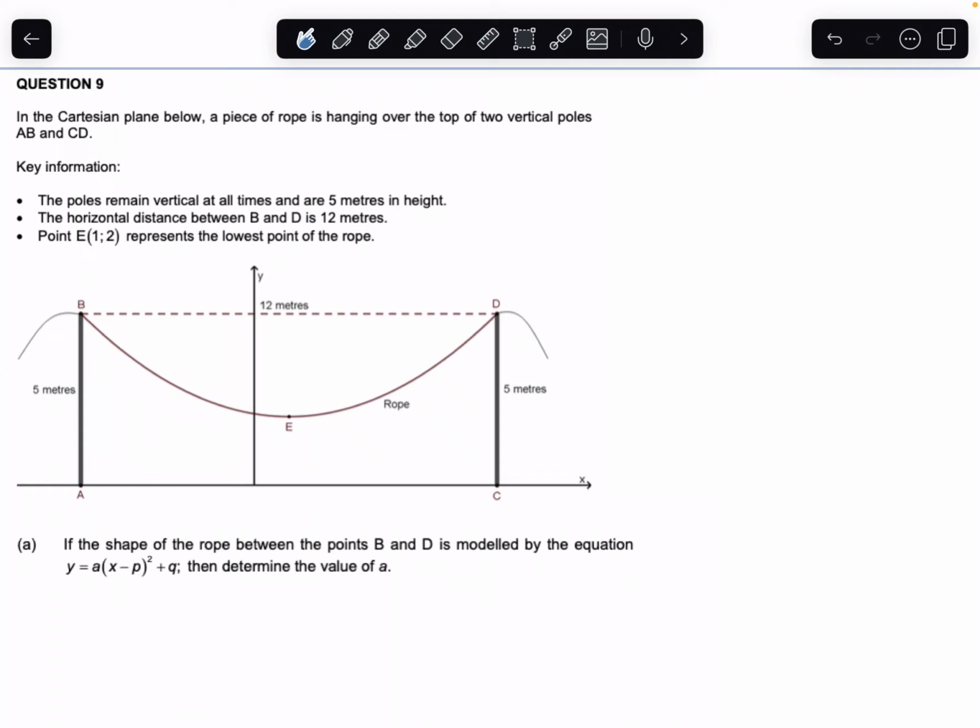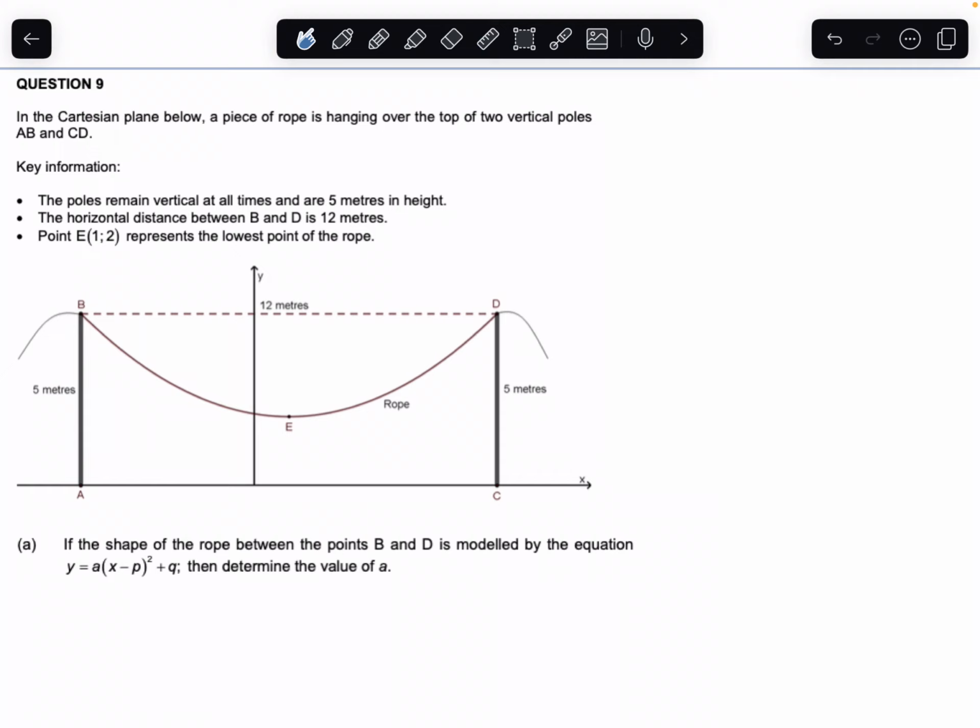In the Cartesian plane below, a piece of rope is hanging over the top of two vertical poles AB and CD. The key information: the poles remain vertical at all times and are 5 meters in height. The horizontal distance between B and D is 12 meters. Point E, with coordinates (1, 2), represents the lowest point on the rope.